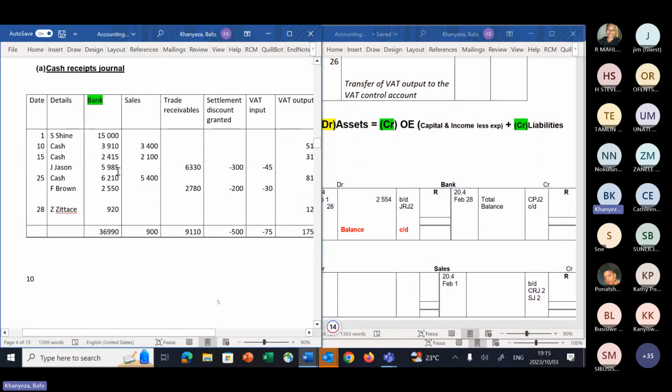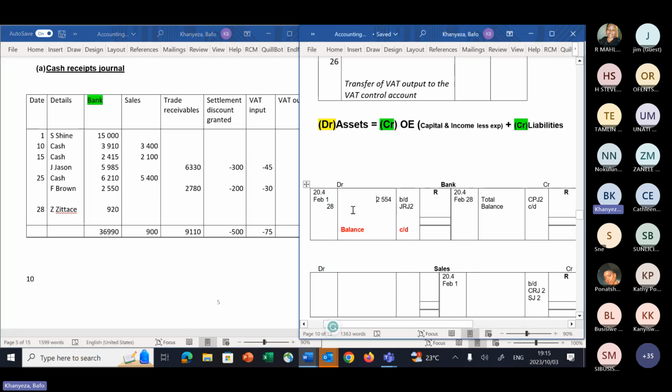Here we have cash receipts journal. Where do we have cash receipts journal? Cash receipts journal, it's an asset. It's money coming in. As I was showing that you debit asset. So cash receipts journal, you're gonna debit it as an asset. So that's gonna be total receipts.